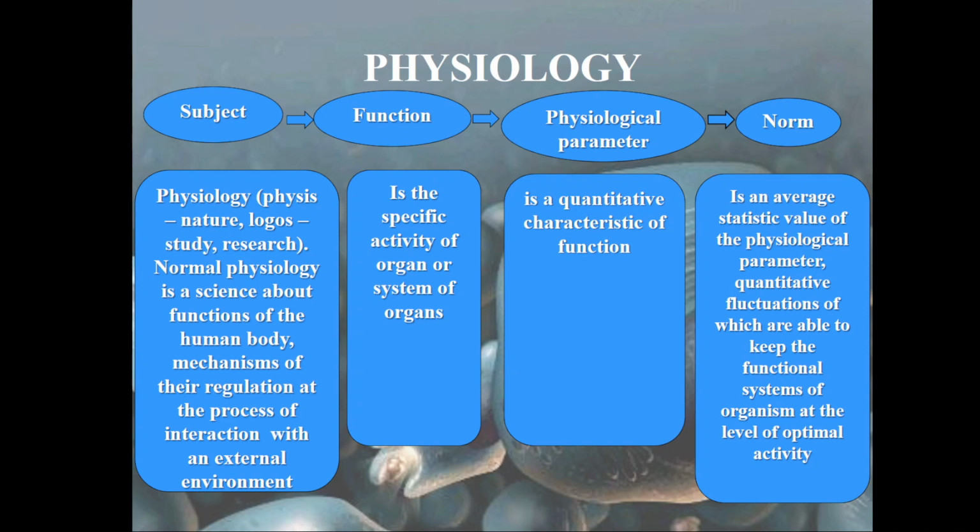So physiology is, as is anatomy, while human anatomy is the study of the body's structures, human physiology, normal physiology, is the study of how those structures work in a healthy organism.